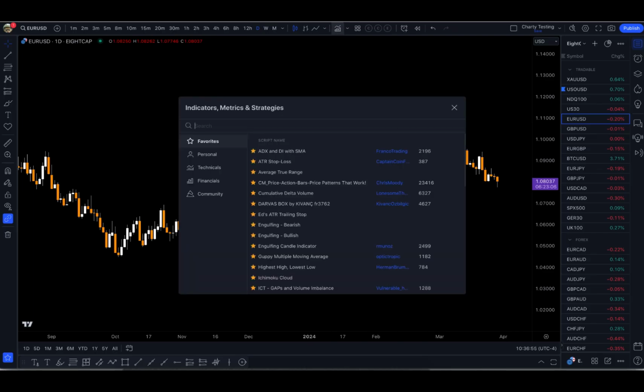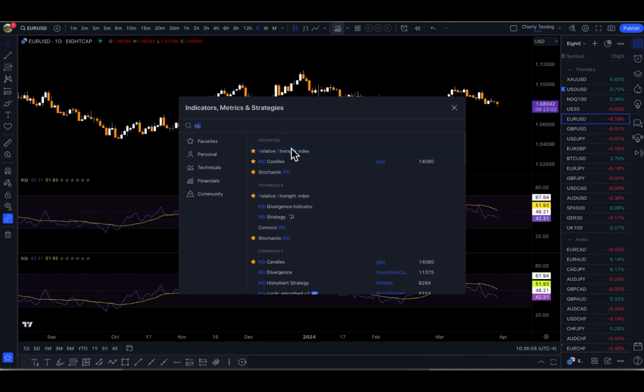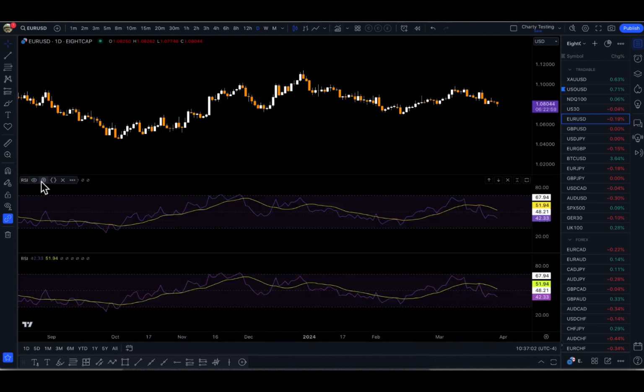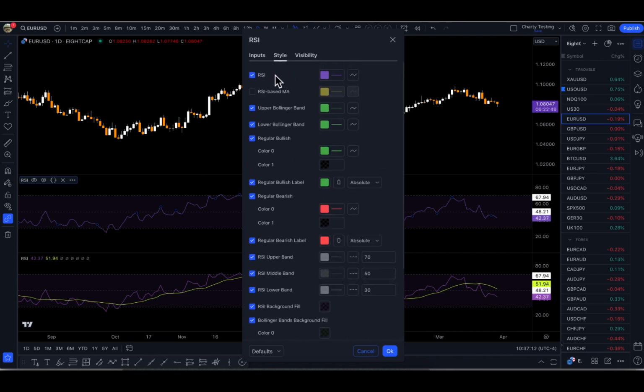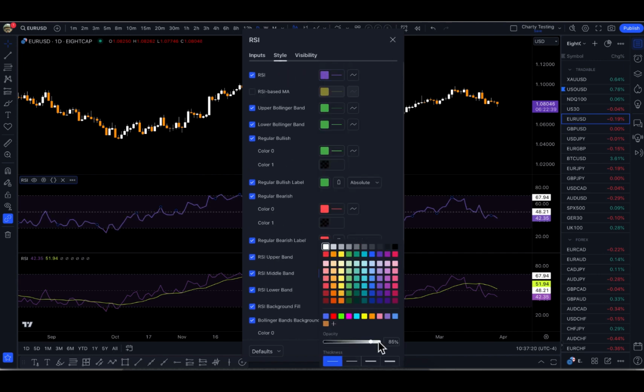Here's the setup. First, put 2 standard RSIs on your screen by clicking it twice. Open the settings for one and remove the moving average and remove the gradients here at the bottom. I'm going to thicken the RSI line and make the 50 line more visible.